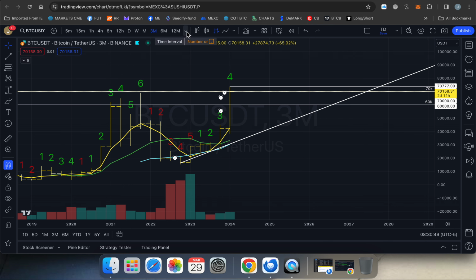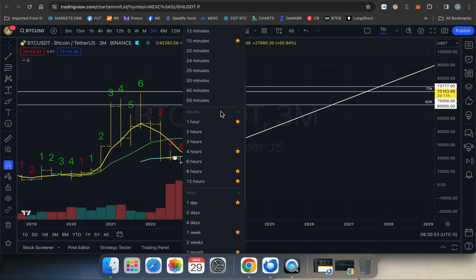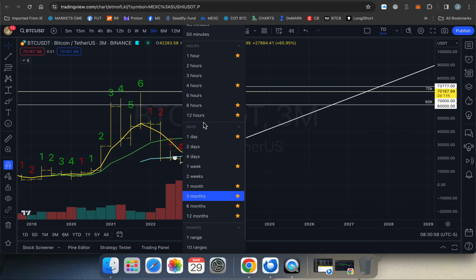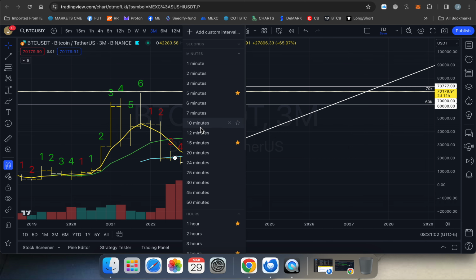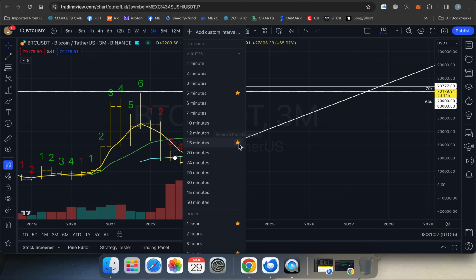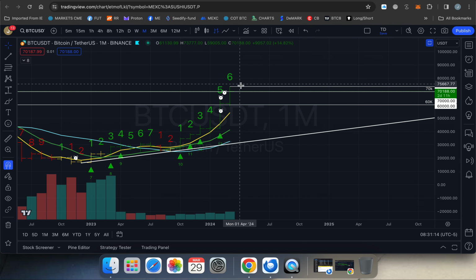Put this on a 3-month. You may have to set that up yourself, but you can customize it. You just add a custom interval right here, and set up your 3-month time frame. And add it, star it. You've got to click your star button to save it to your column up here. But monthly is not a bad time frame to go off of. It's on a 6, so it could go up another 3 months to complete your 9 count.